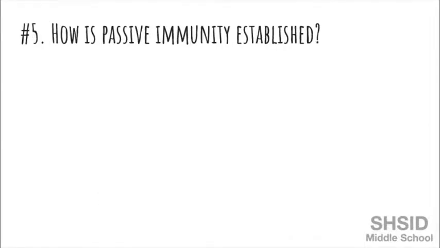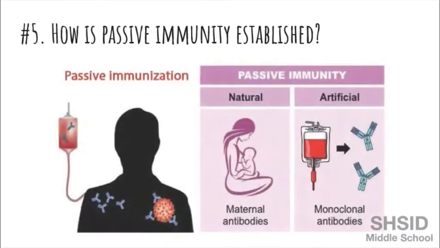Number 5, how is passive immunity established? Remember, this happens 2 ways, either natural through maternal antibodies or by receiving a blood transfusion, a plasma transfusion from another patient who's recovered.